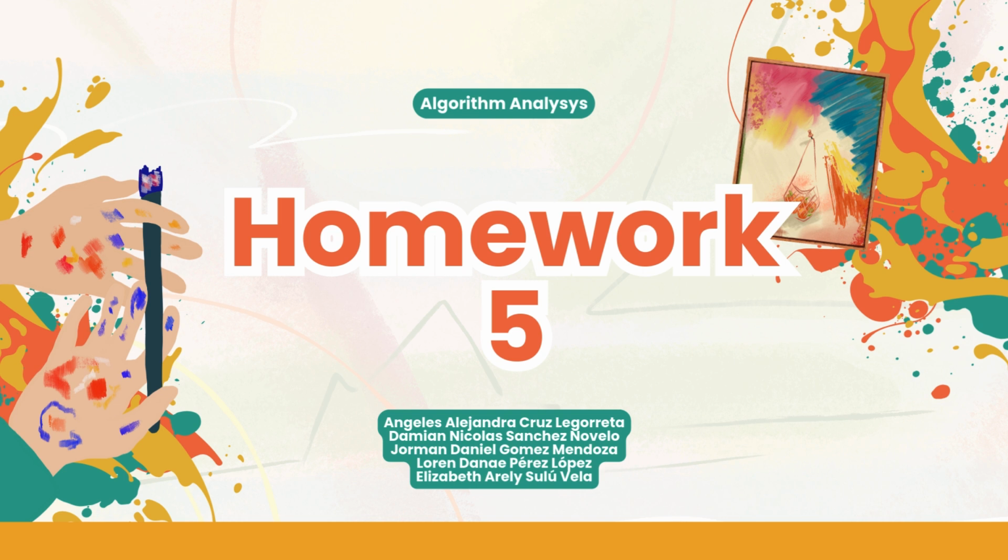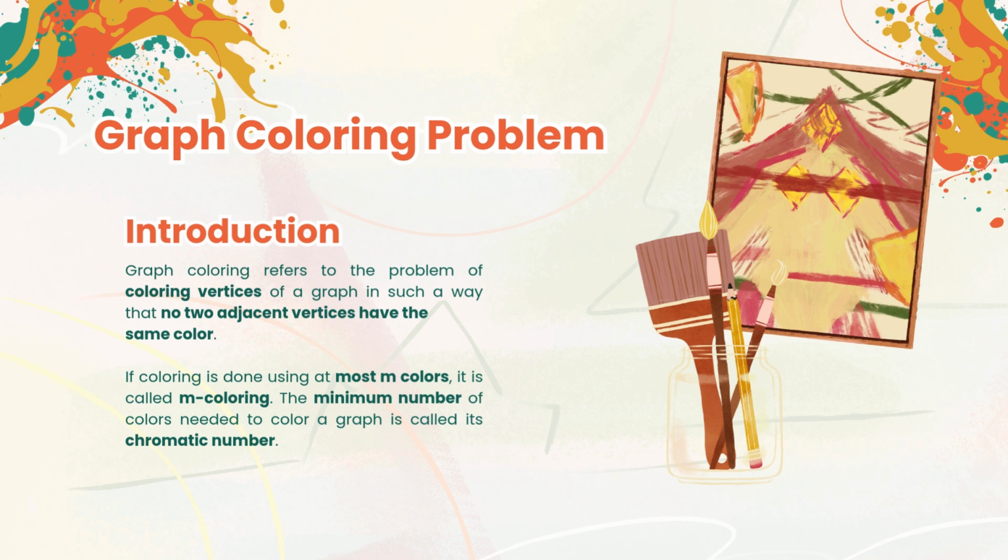Topic number 2, and we're going to be talking about graph coloring problems. What is graph coloring? Graph coloring refers to the problem of coloring vertices of a graph in such a way that no two adjacent vertices have the same color. This is also called the vertex coloring problem. If coloring is done using at most m colors, it is called m-coloring. The minimum number of colors needed to color a graph is called the chromatic number.